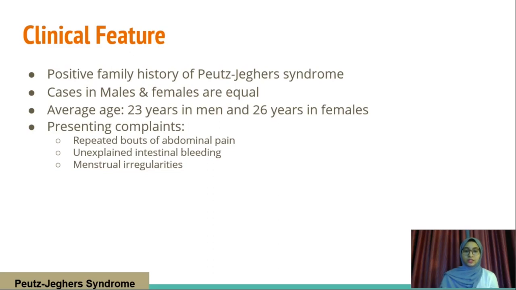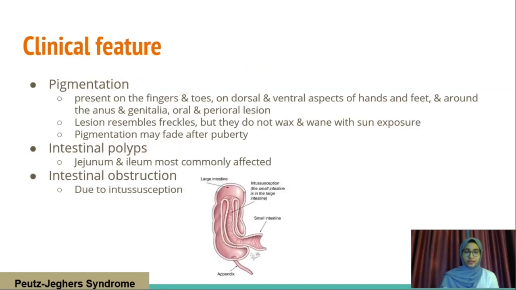The presenting complaints are usually repeated bouts of abdominal pain, unexplained intestinal bleeding, and also menstrual irregularities. Other than that, pigmentation can also be seen, which is usually present on the fingers and toes, on the hands and feet, and oral and perioral areas. Lesions resemble freckles, but they do not wax and wane with sun exposure. Pigmentation may fade after puberty.